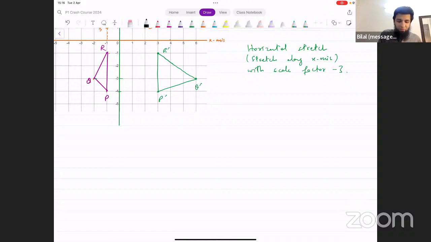Horizontally, the distance was 1 unit earlier. Let's talk about point P, for instance. It was 1 unit. Now it's 3 units. So it should be multiplied by 3. But since it's on the other side of the y-axis now, we say the scale factor should be negative. So the scale factor is -3. Okay, so given a diagram like this, you should be able to figure out what transformation it is.